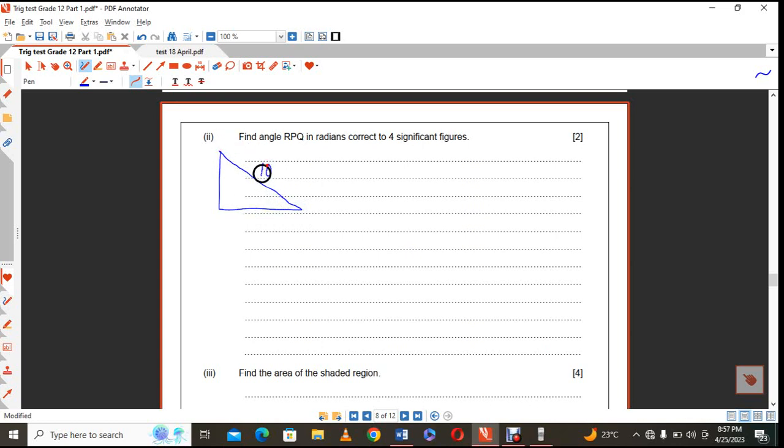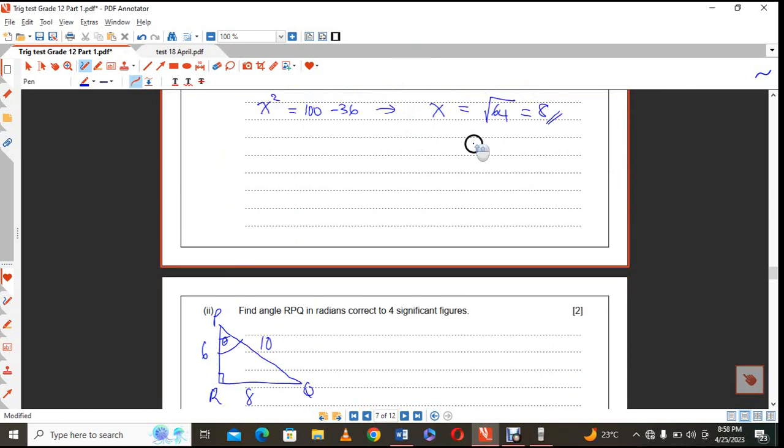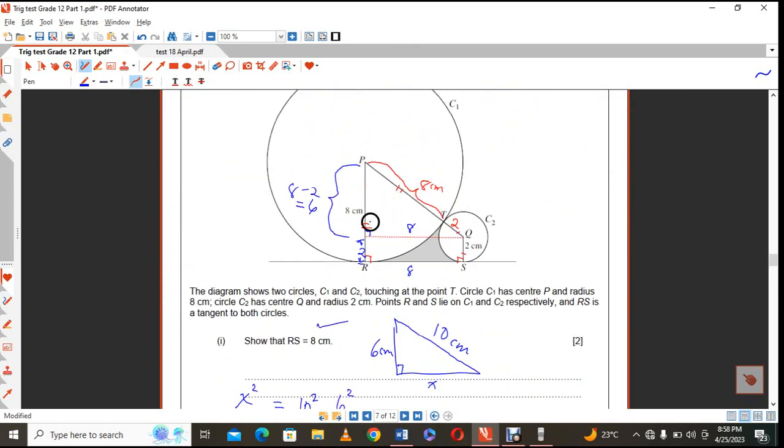I know that's 10. I know that is 6. And I know this is 8. So this is RQ. And that's P, and they want us to find this angle theta over there, okay? Because they say RPQ. Let's go back to our drawing. They are looking for angle RPQ. So it's that angle over there.